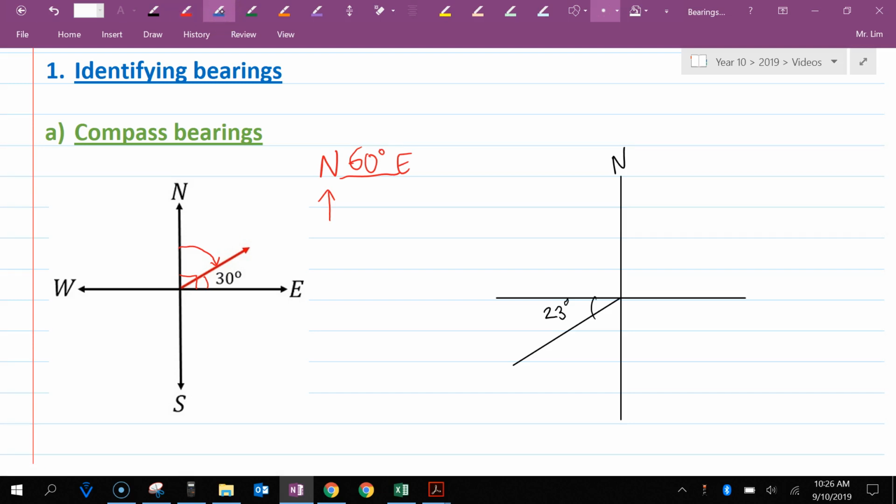In the next question, I'll just complete this compass rose. We know that this line is in the southwest. So I'm going to write southwest, but I just need to work out how many degrees it is from south to west. So from south to west, I need to know how big that angle is. If I do 90 minus 23, I'll get 67 degrees.